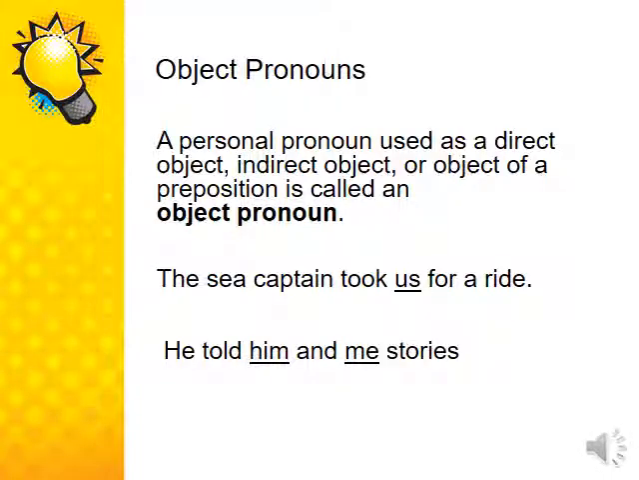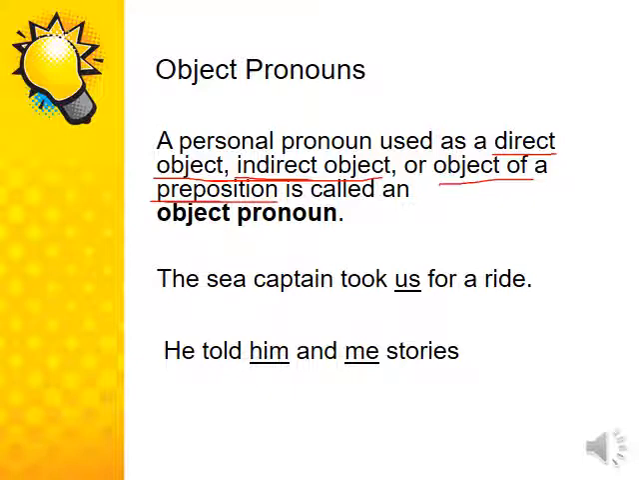So now let's take a look at the object pronouns. A personal pronoun used as a direct object or indirect object or object of a preposition. Note here that the two kinds of objects, direct object and indirect object, will use object pronouns, and also the object of preposition. Do you remember this lesson from last week?